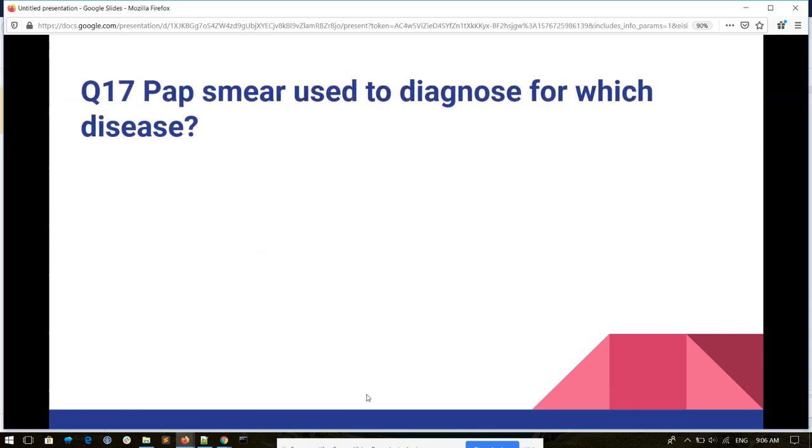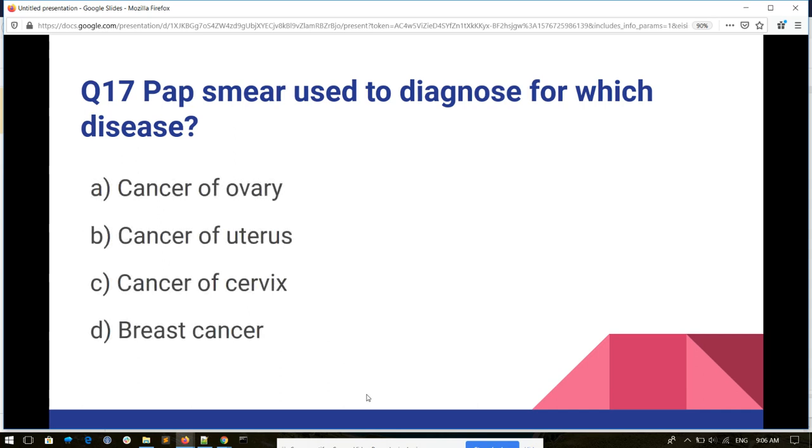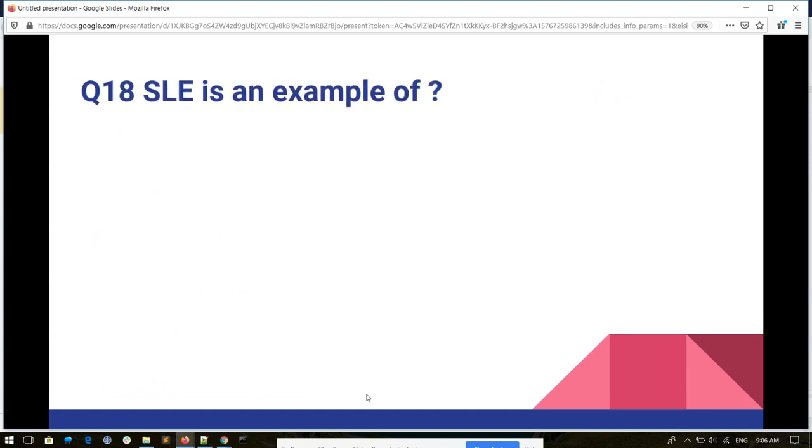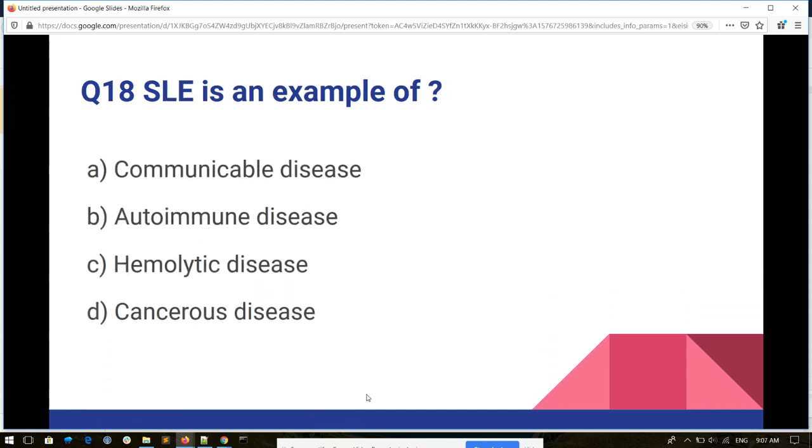Question number 17. Pap smear is used to diagnose which disease? And its options are cancer of ovary, cancer of uterus, cancer of cervix, and breast cancer. And its answer is cancer of cervix. Question number 18. SLE, systemic lupus erythematosus, is an example of communicable disease, autoimmune disease, hemolytic disease, and cancerous disease. And its answer is autoimmune disease.